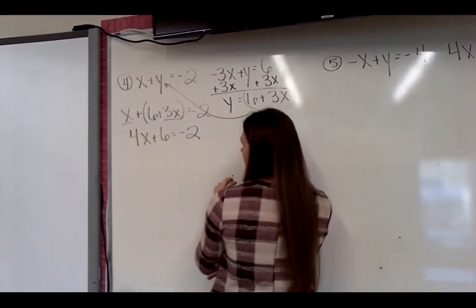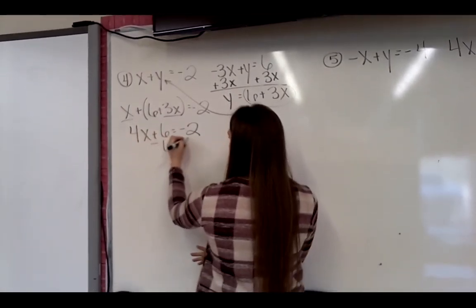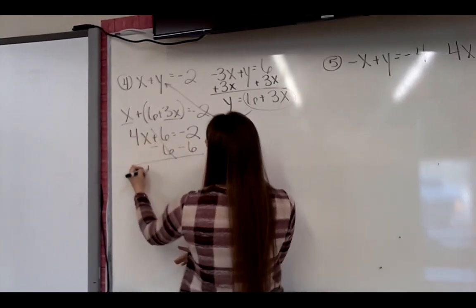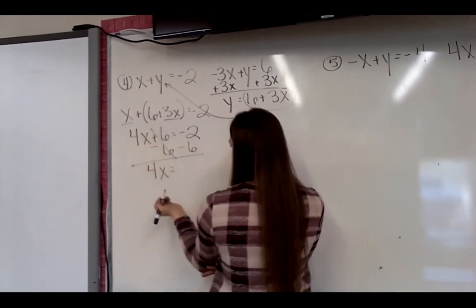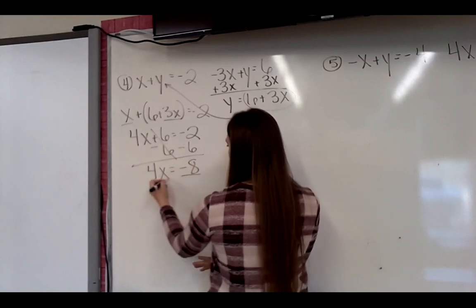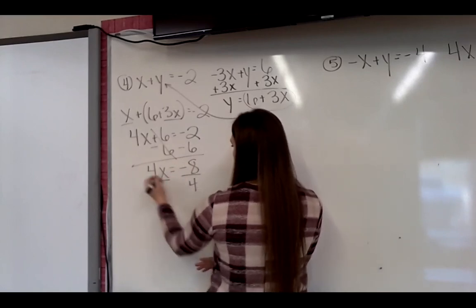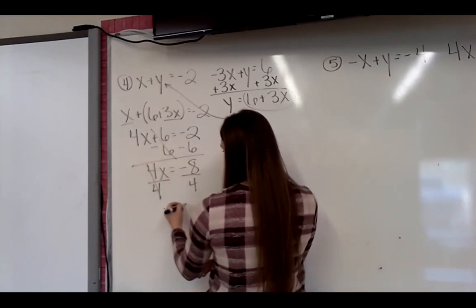So now I can finally solve for x. Subtract 6. -2 minus 6 more is -8. Last step is to divide by 4. And my x is -2.